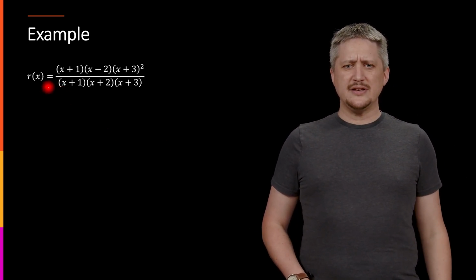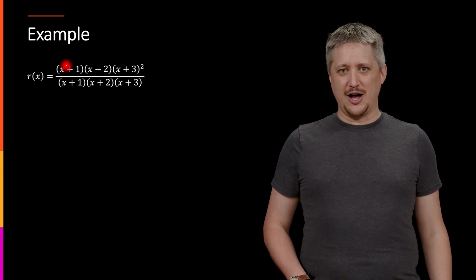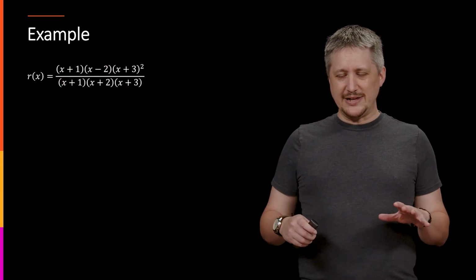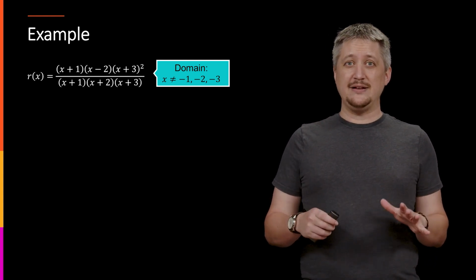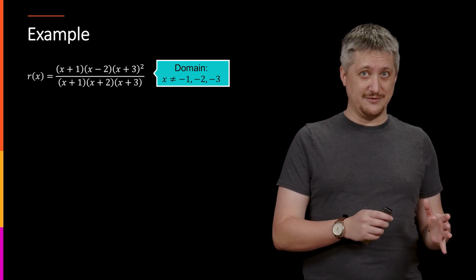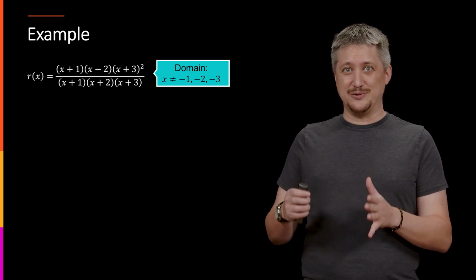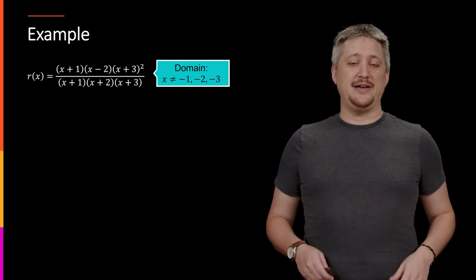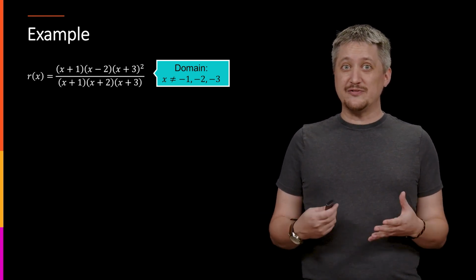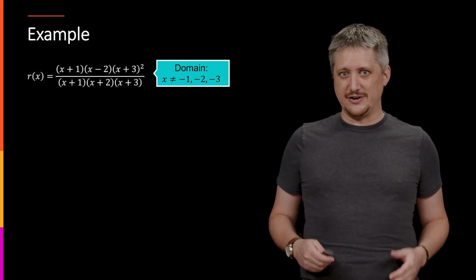Now, you might notice right away that there are some common terms here. Before I do any of that, I'm going to record the domain because, to be very clear, the domain does not use the simplified version. It uses the original version of the function. But once I have written down the domain, now I can cancel out stuff to get its more simplified version for calculation reasons.